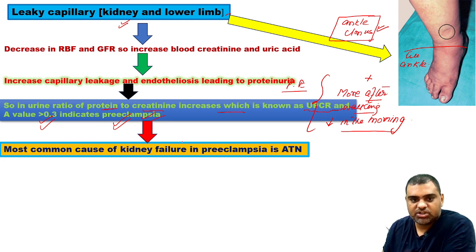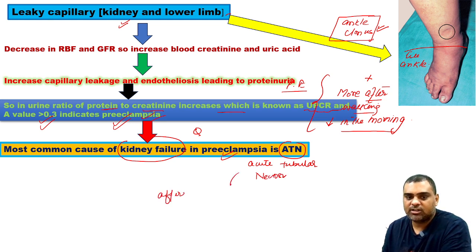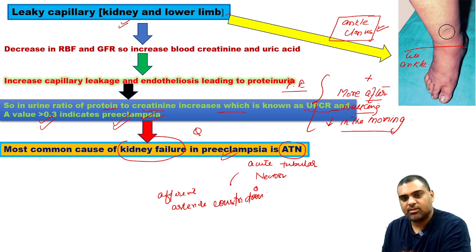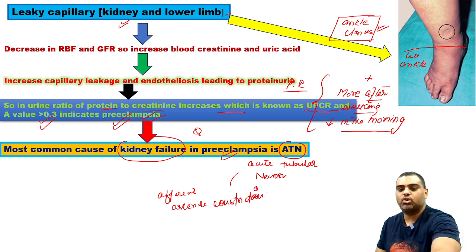This has been an asked question. What is the most common cause of kidney failure in preeclampsia? It is acute tubular necrosis. Acute tubular necrosis. And if this is not given in the options, then you will go for efferent arteriole constriction. Okay, so the most common cause is acute tubular necrosis.